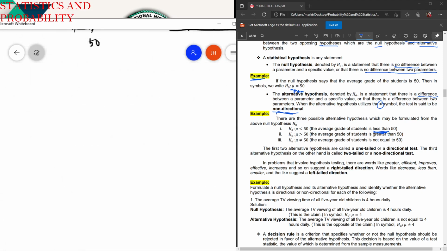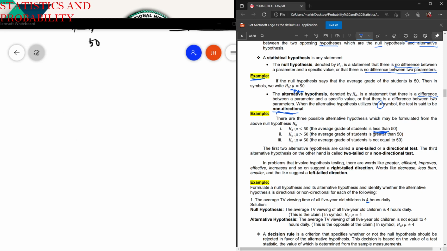So it is given to you that the average time is only 4. That's why we are going to use 4. That's why we have here the null hypothesis equals 4. Okay? So the null hypothesis is equal to 4.